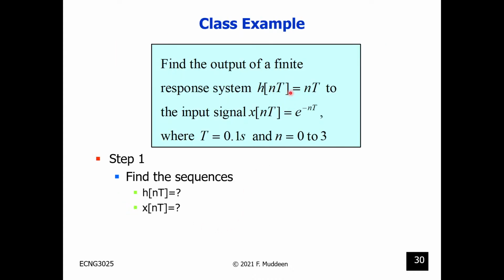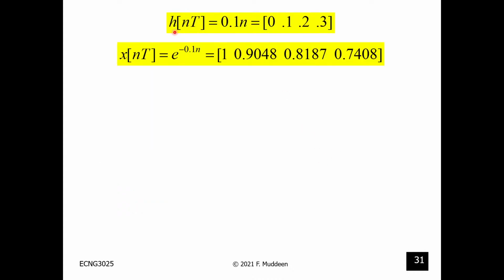So h of nT here being n multiplied by T, that means T here being 0.1 seconds, and then we'll have 0.1 multiplied by n equals 0, n equals 1, n equals 2, and n equals 3. And similarly for x of nT being e to the minus nT, we do the same thing. T here being constant, we substitute that as 0.1, and then we substitute the vector of n being 0, 1, 2, and 3. So you obtain our vector of values here for h of nT and for x of nT accordingly.